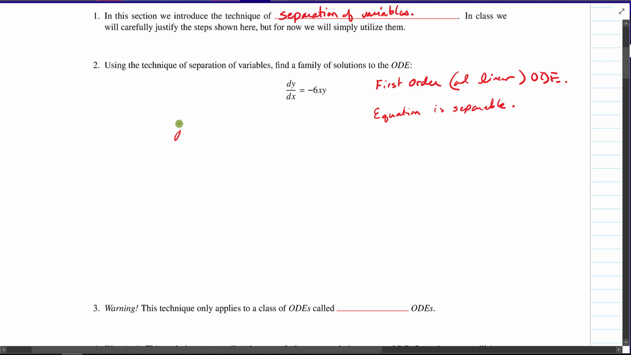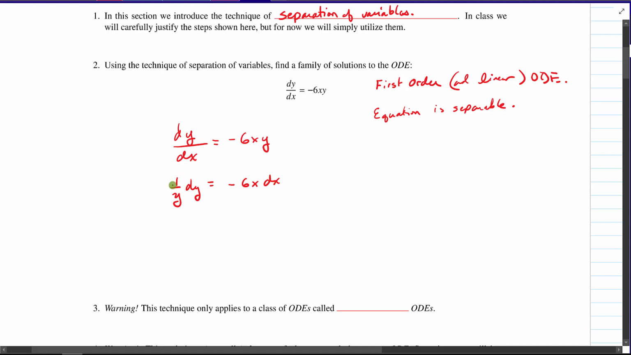When you have a separable equation, it means that it's possible to separate the variables onto either side of the differential equation. Let's go ahead and do that now. What I'd like to do first is multiply the differential dx to both sides of this expression, and then divide both sides of the expression by y. So that gives me 1 over y dy is equal to negative 6x dx.